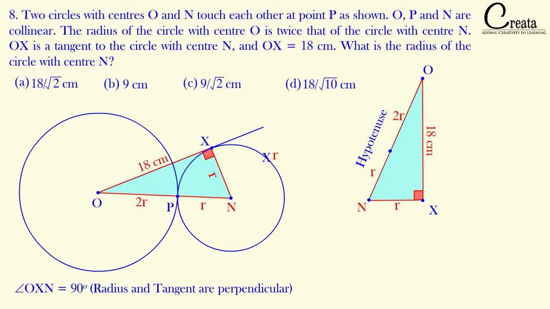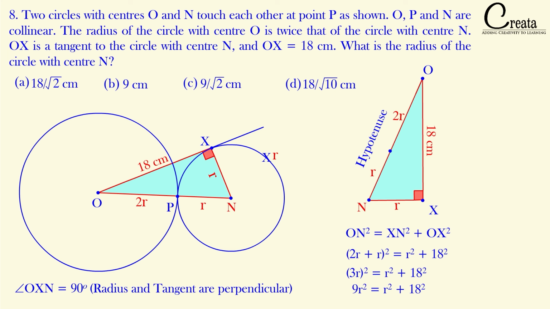So let's apply the Pythagoras theorem. Hypotenuse square, that is ON square, is equal to XN square plus OX square. What is OX? It is 18 centimeter. What is NX? It is R. And what is ON? It will be 2R plus R, that is 3R. Let's put it into the equation. On solving, we got R as 9 upon root 2.